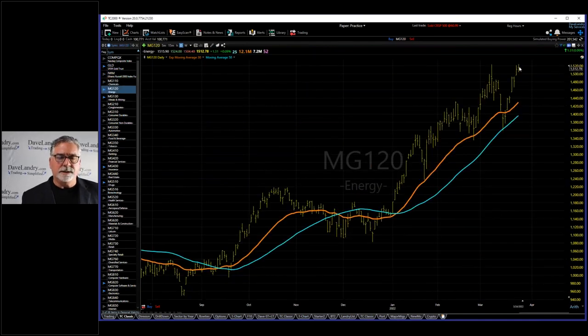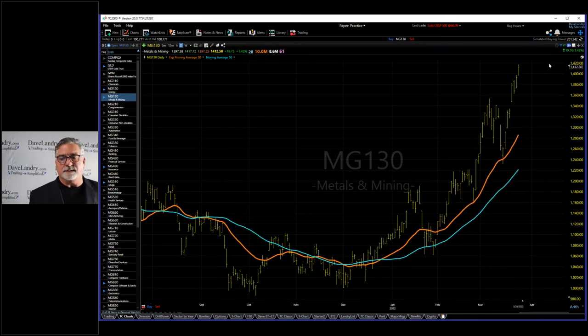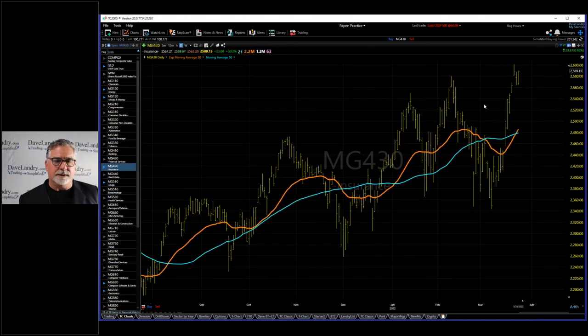Energies are losing a little steam today, but boy, they've been on a tear as of late. Even more impressive, metals and mining are making all-time highs. Some other areas have improved quite a bit, like insurance, but there's no structure in this chart for me. It's kind of all over the place, but you can see it's been improving as of late.